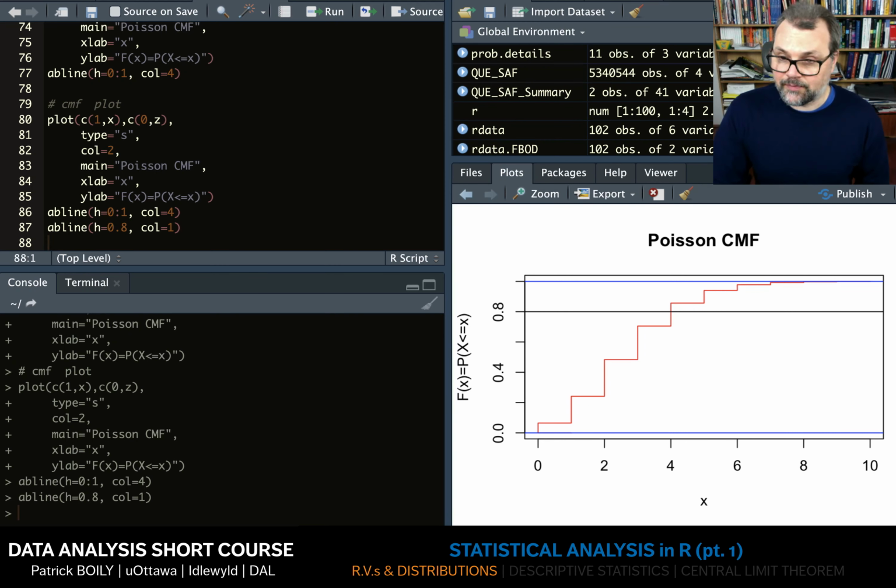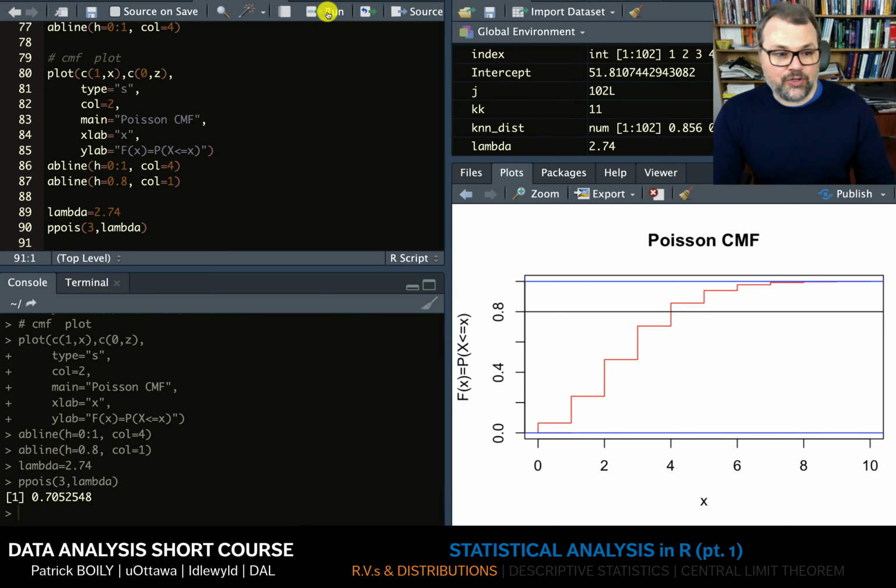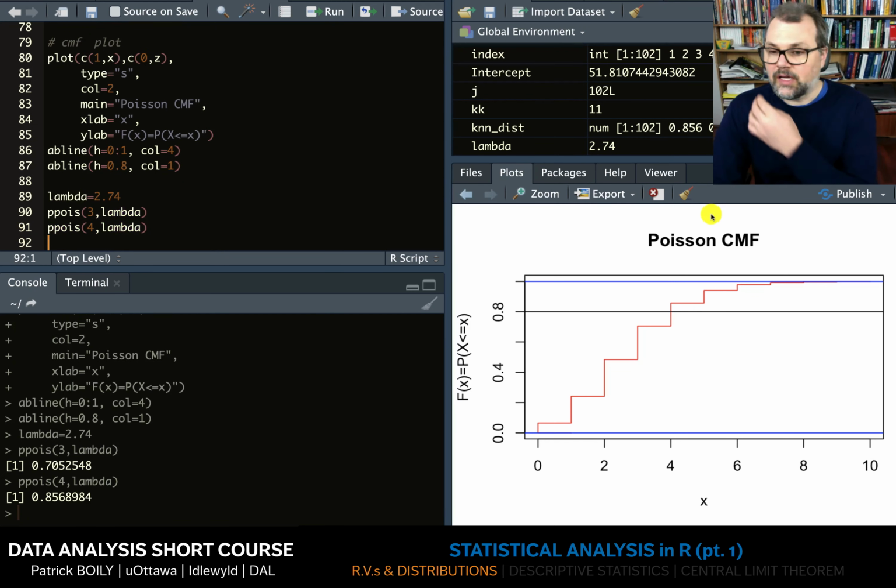In our Poisson distribution with parameter lambda equals 2.74, what's the cumulative probability that we will see 3 or fewer events? It is 70%. And what's the probability that we will see 4 or fewer events? 85%. So if the hospital prepares for 4 deliveries a night, they'll be ready for the worst on at least 80% of the nights. Well, they'll be ready for the worst on 85.7% of the nights, but at least 80% of the nights.